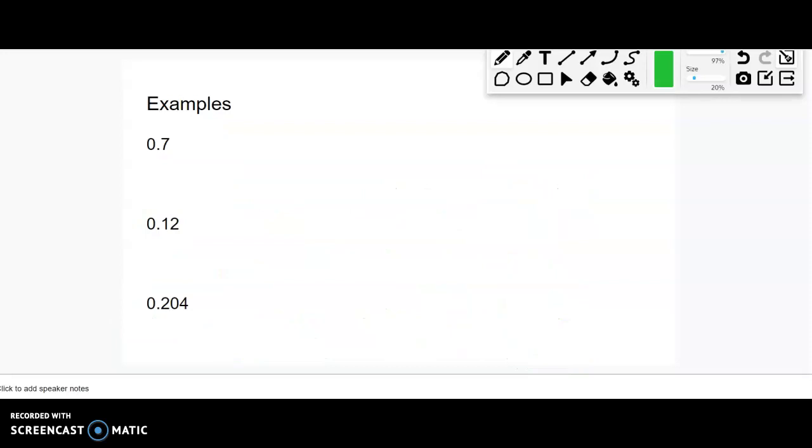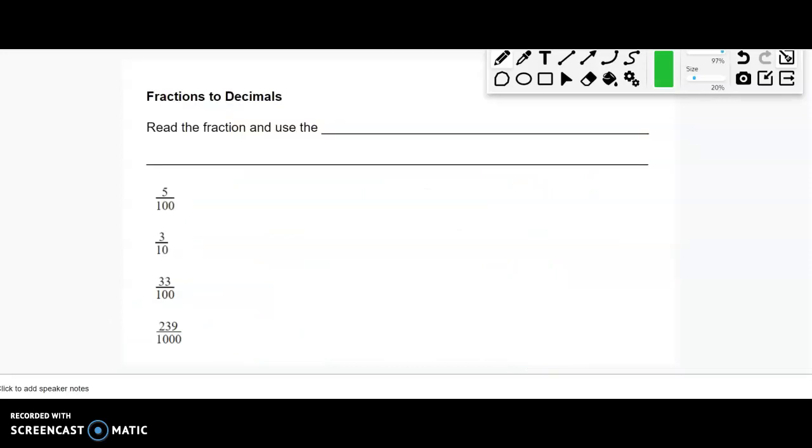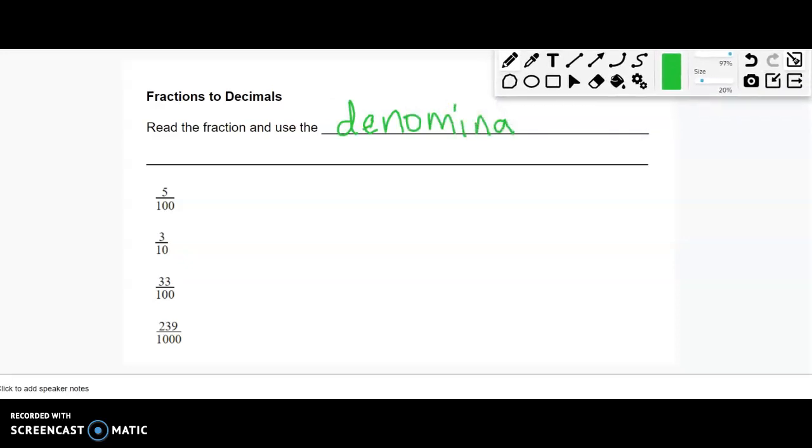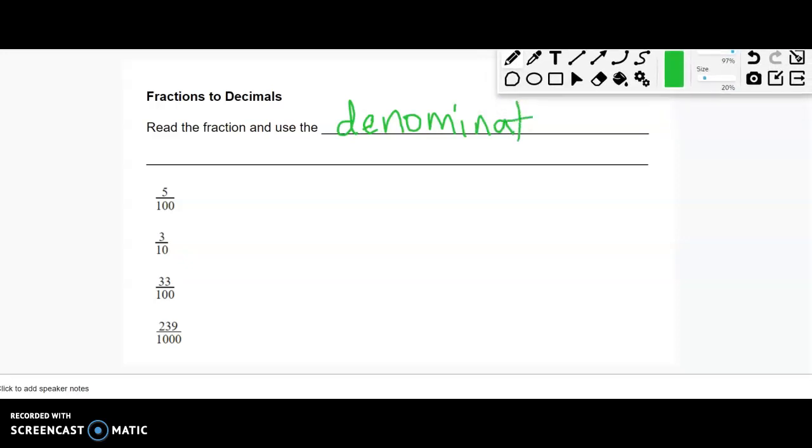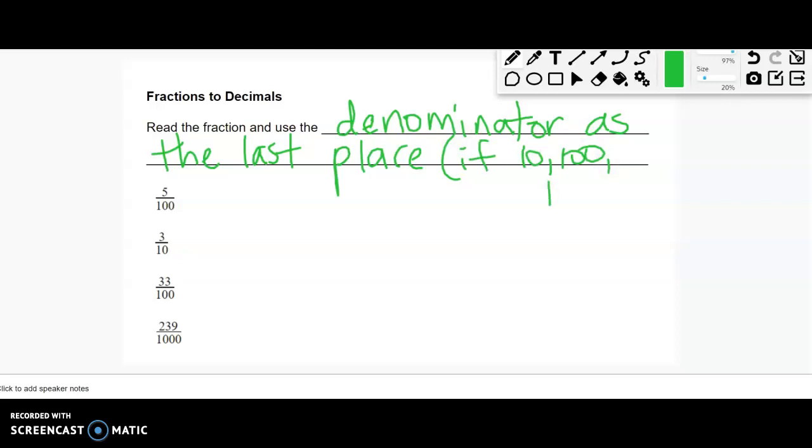Now, if we go the reverse, if I have fractions to decimals, I can read the fraction and use the denominator as the last place, assuming it's 10, 100, or 1,000. If it's not one of those, we have to do something different, which we'll cover next lesson. But all the ones on this one are 10, 100, or 1,000. So these ones are pretty straightforward.